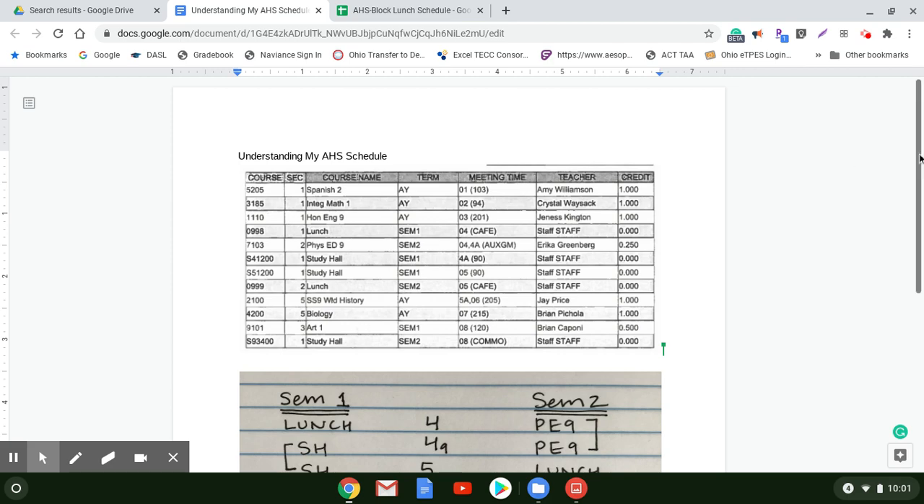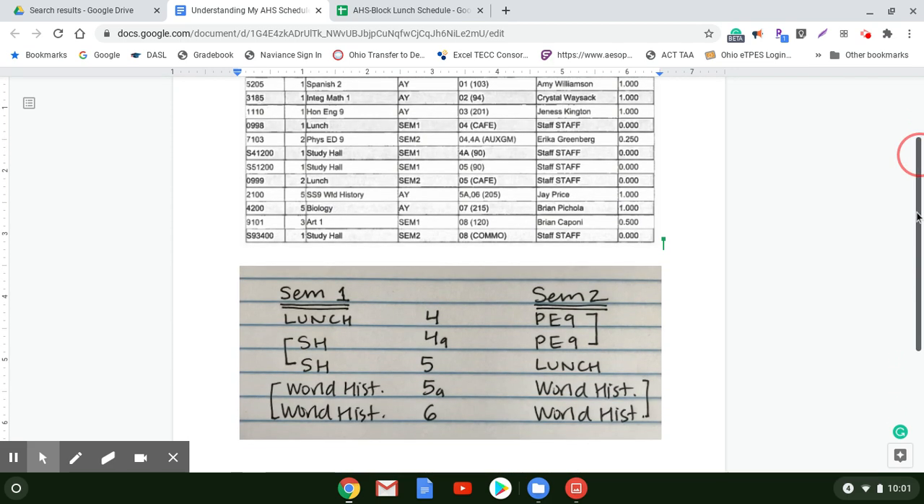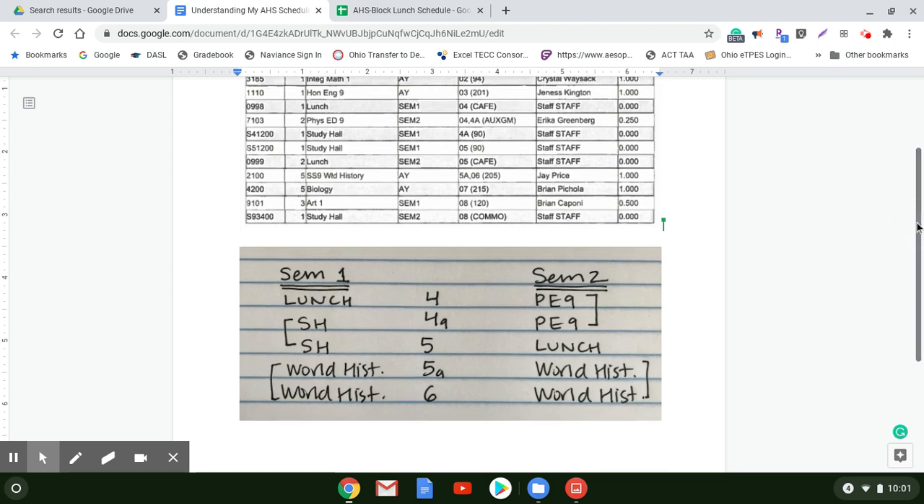So, a helpful way to write your schedule, if this looks similar to yours, is to write out on paper semester one versus semester two and list the different periods that are scheduled in the middle of the day. So that would be 4A, 5A, and 6. So this is what our bell schedule looks like on a typical year at Aurora High School. Then you can start filling in the pieces that you see.